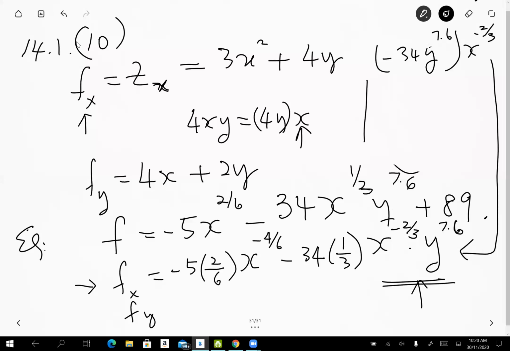I'm sorry, it's not negative 2 over 3, it's 1 over 3. That's the derivative already. So what you got will be here. Of course, you put the y together with the 34.